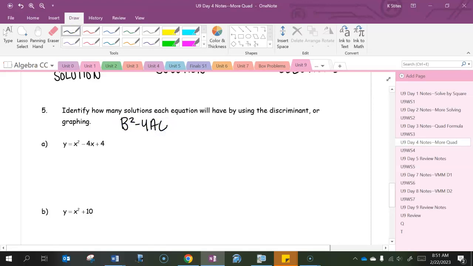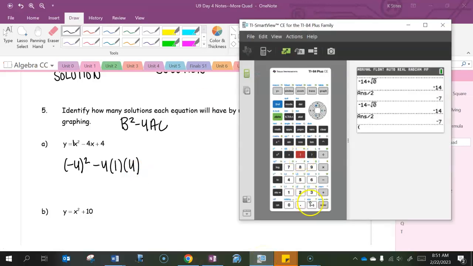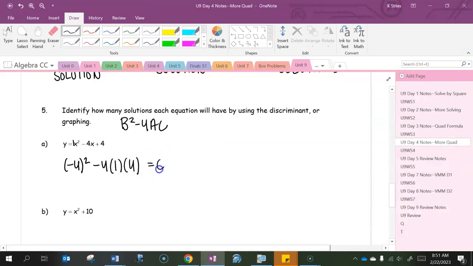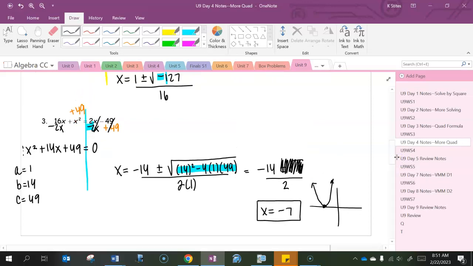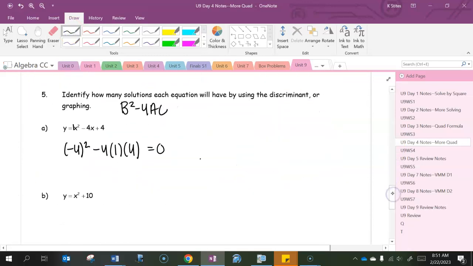All right, so let's see here. My B value is a negative 4 squared minus 4. My A value is 1, and my C value is 4. So let's type this in. Make sure you have parentheses. And that gives us a 0. Okay, so we actually had one of these today. When we have a discriminant of 0, okay, that was this situation right here. This means that we actually only have one solution, okay? We only have one solution. We only hit the x-axis one time.